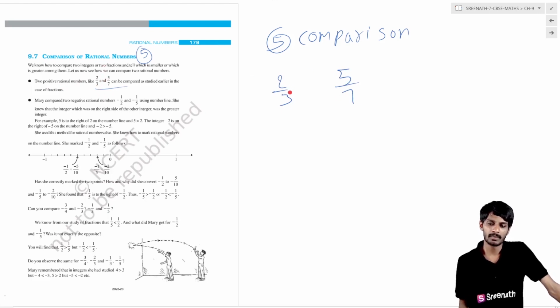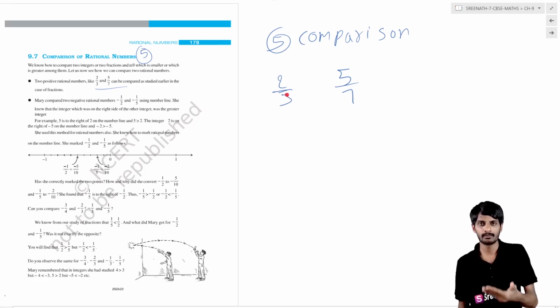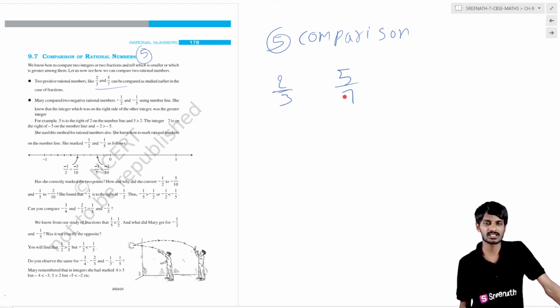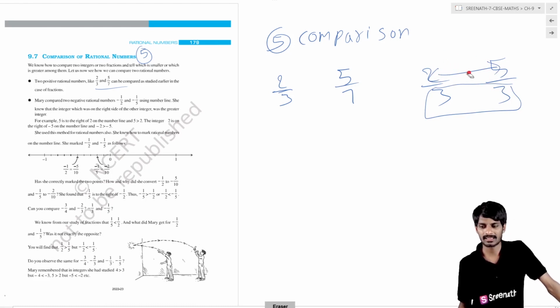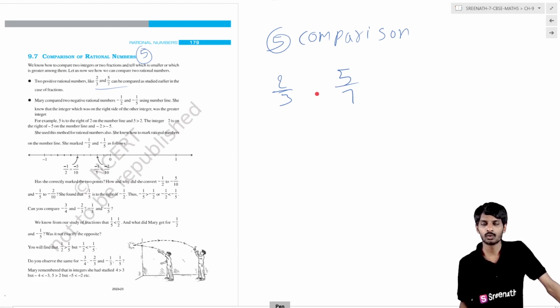How will you compare? Basically, if you want to compare rational numbers, by representing them on a number line you can easily compare. So in order to represent them on a number line, you have to make the denominators the same. For example, this is 2 by 3 and this is 5 by 7. We can't compare both directly, but we can simply compare 2 by 3 and 5 by 3. Why? Because they have the same denominator. So simply by comparing the numerators, we can decide which is greater and which is less. So for this reason we have to make the denominators equal.